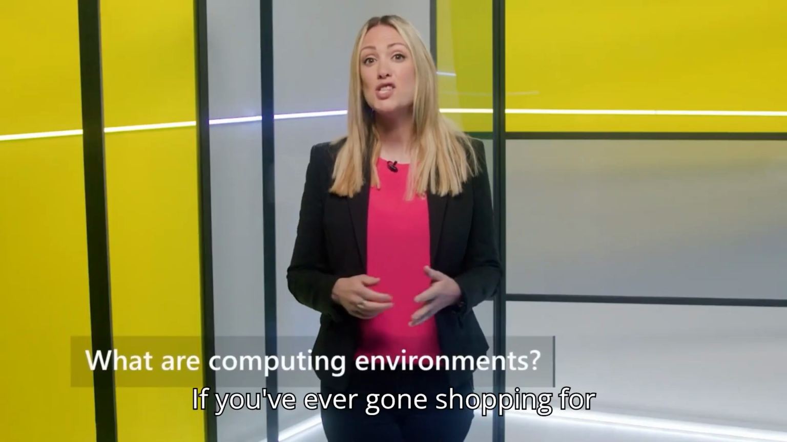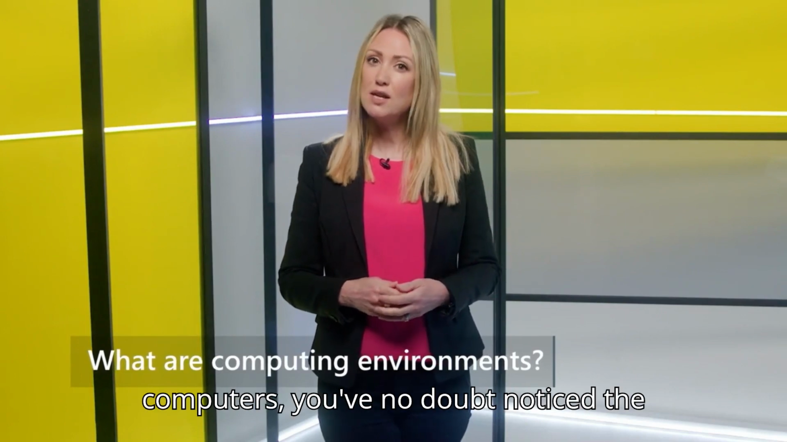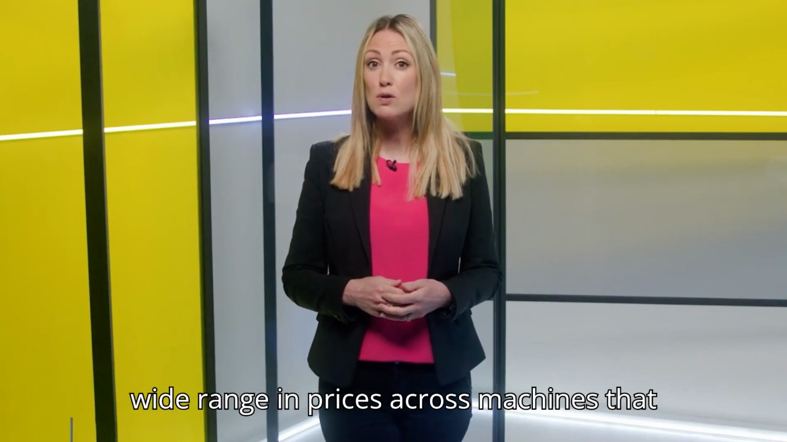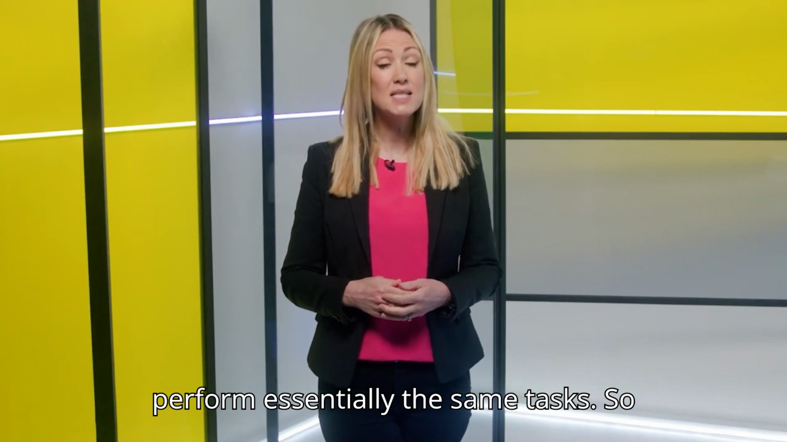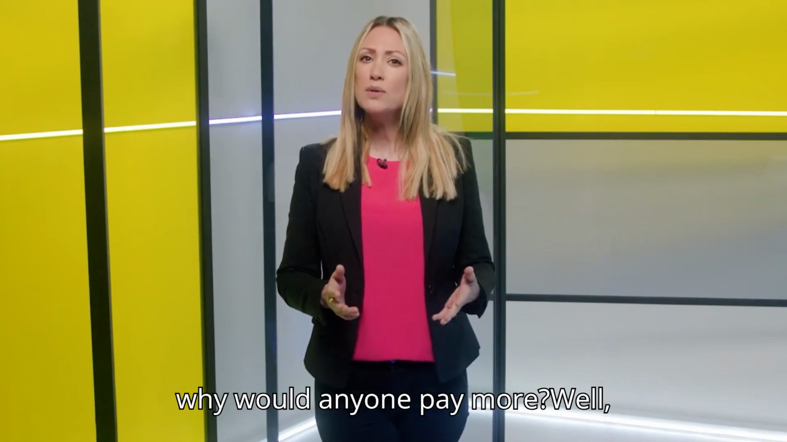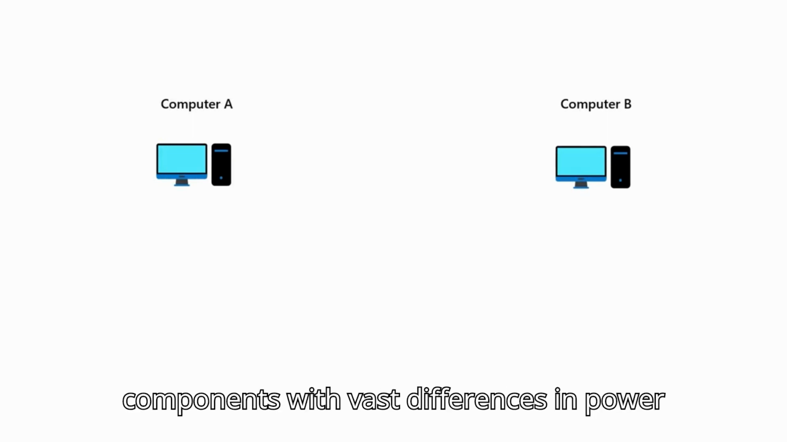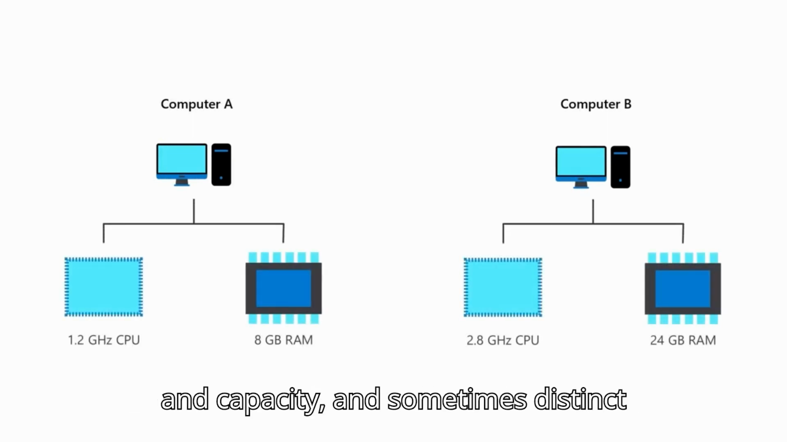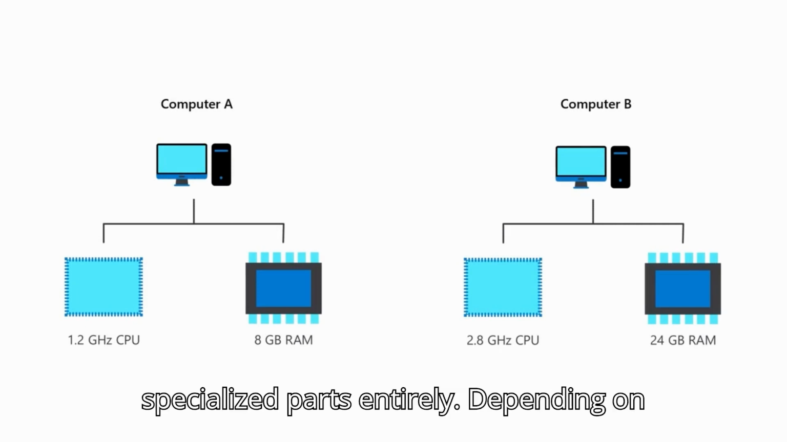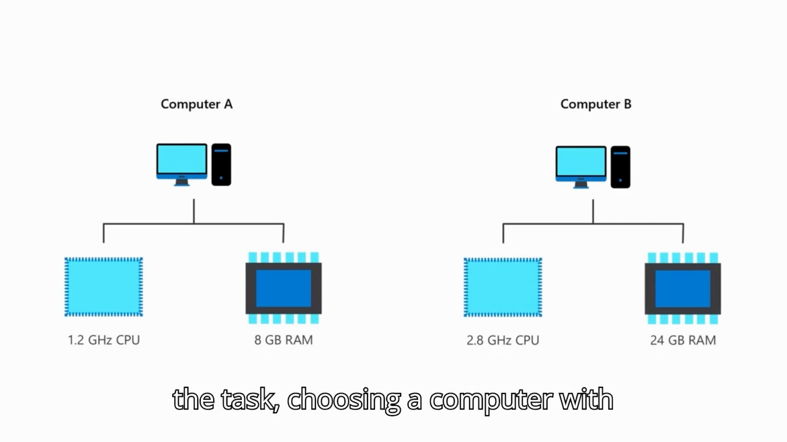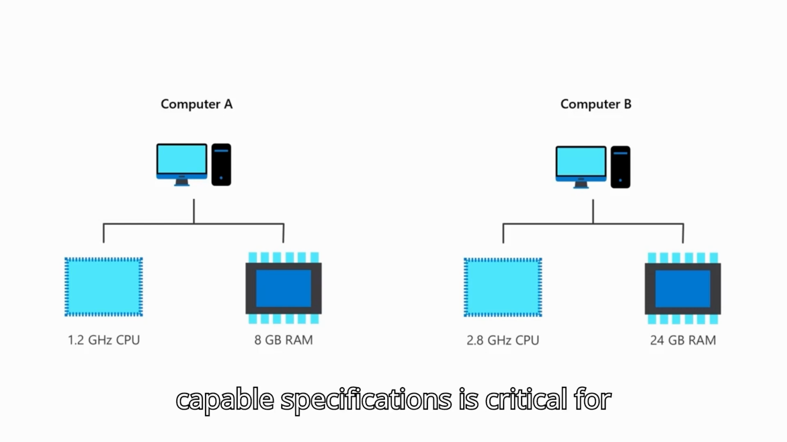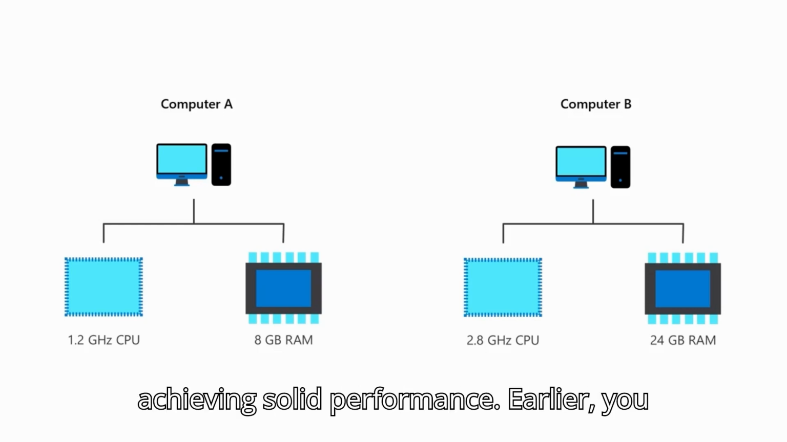If you've ever gone shopping for computers, you've no doubt noticed the wide range in prices across machines that perform essentially the same tasks. So why would anyone pay more? Well, beneath the similar exteriors are components with vast differences in power and capacity, and sometimes distinct specialized parts entirely. Depending on the task, choosing a computer with capable specifications is critical for achieving solid performance.